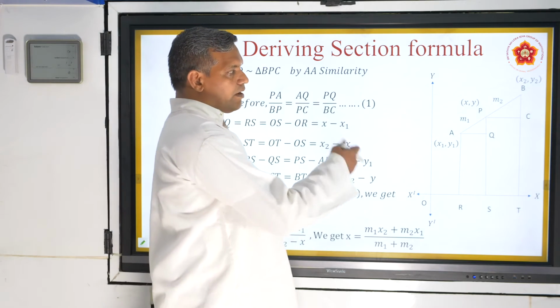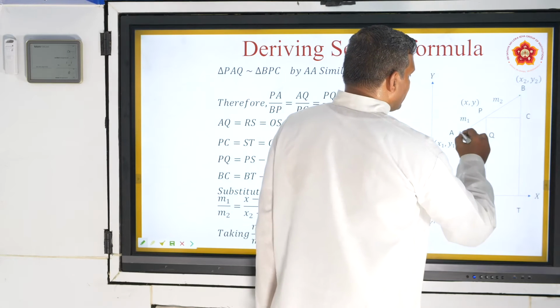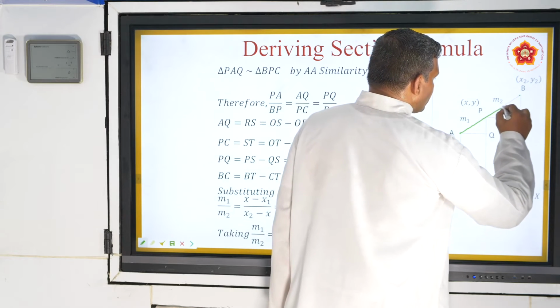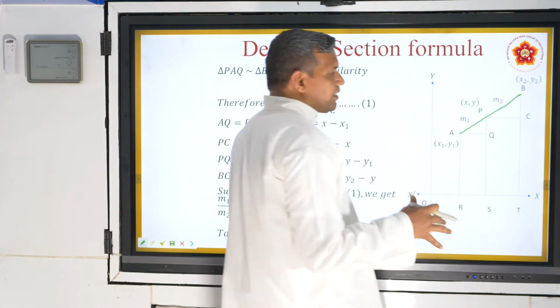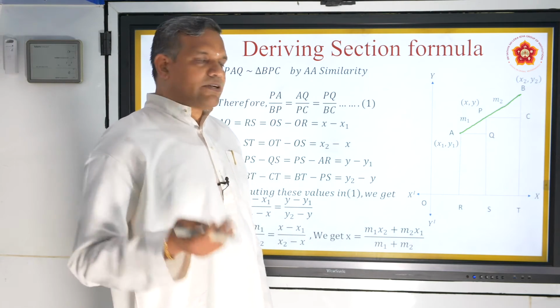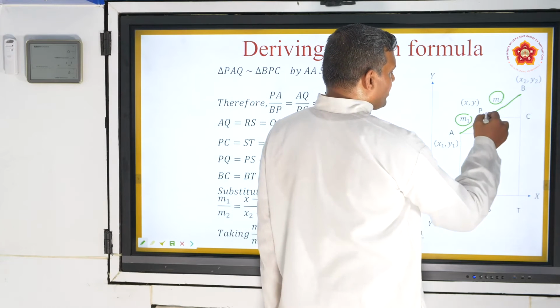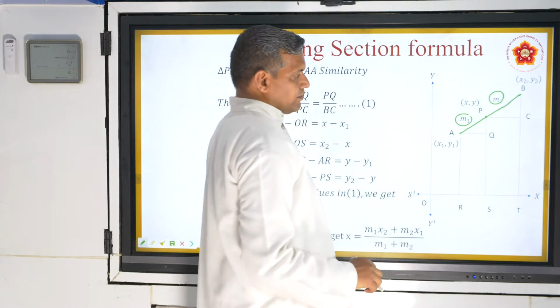This is similar to the last diagram. This is point A and this is point B. This is the line segment that you got, and it is divided not in a specific ratio. You can have universal ratios, any number of different combinations. So this is M1 and this is M2, and this is where point P is dividing.